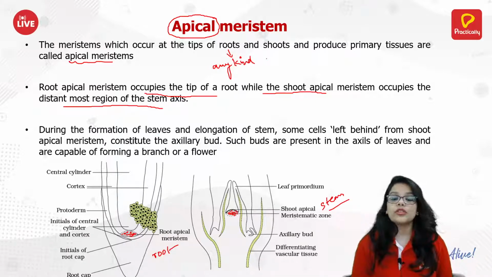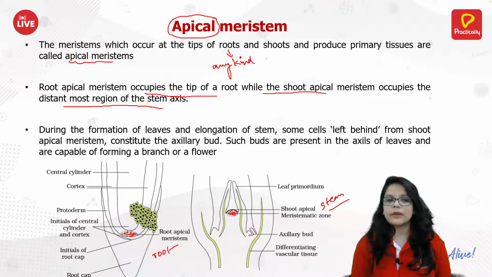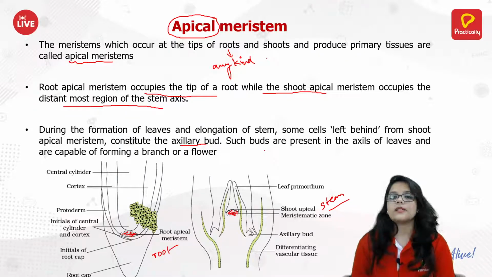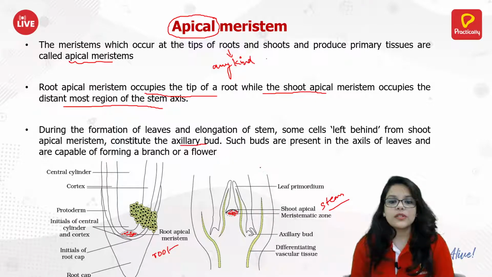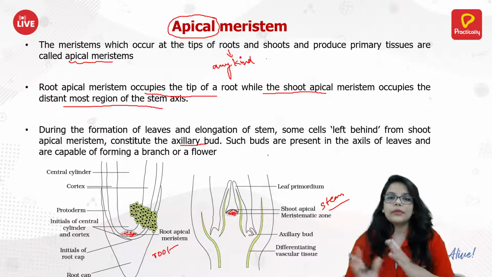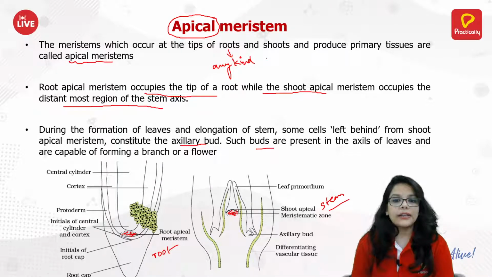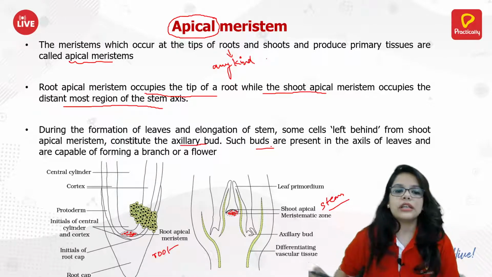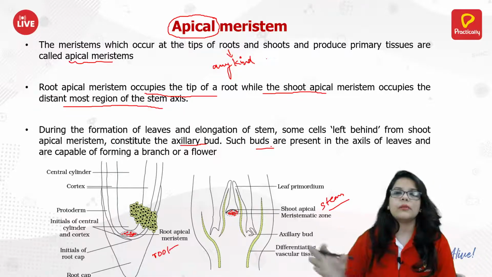During formation of leaves and elongation of stem, some cells are left behind from the shoot apical meristem and constitute an axillary bud. So when they're left behind from the meristem, they form buds. Such buds are present in the axils of leaf and are capable of forming a branch or a flower. So sometimes they leave and go in the other direction. That left part will become a bud. Now this bud will give birth to another part. It will either become a branch or a flower.